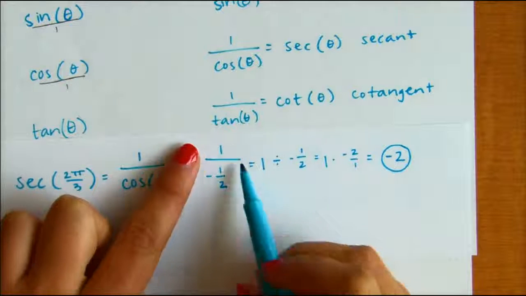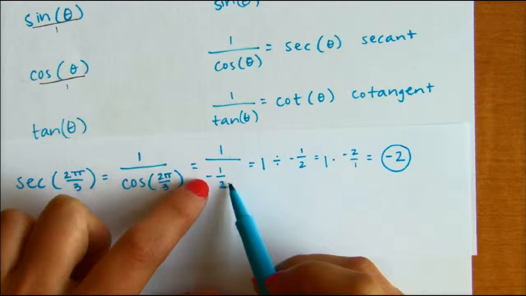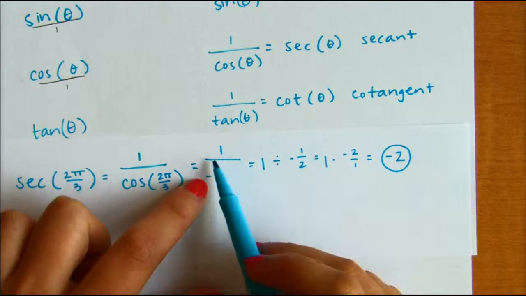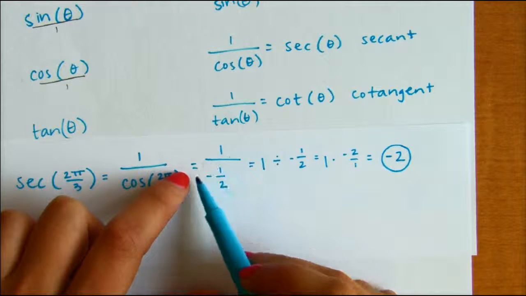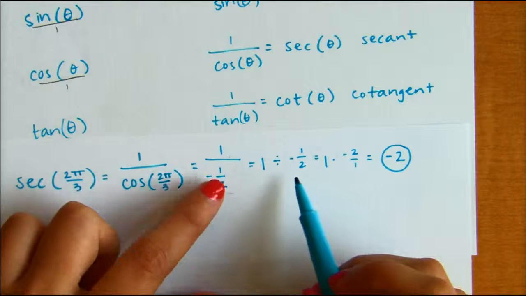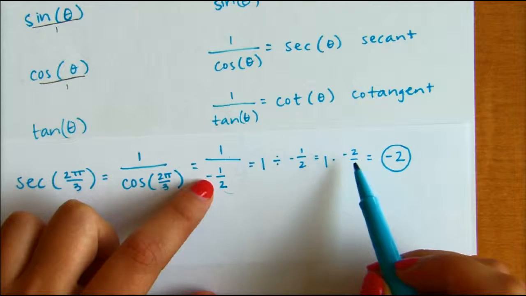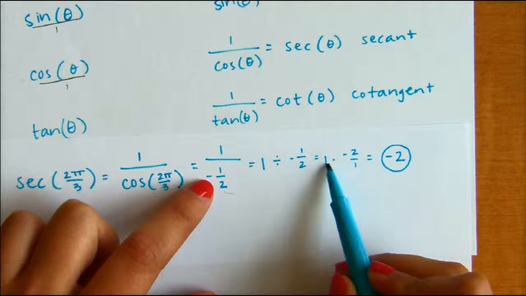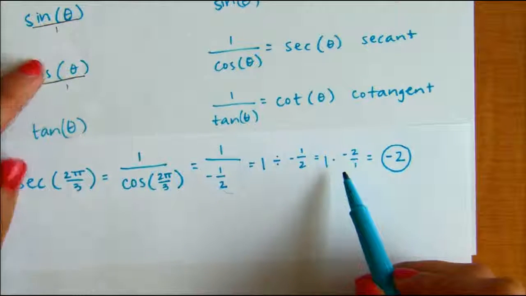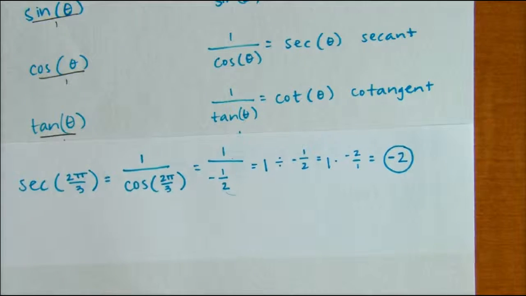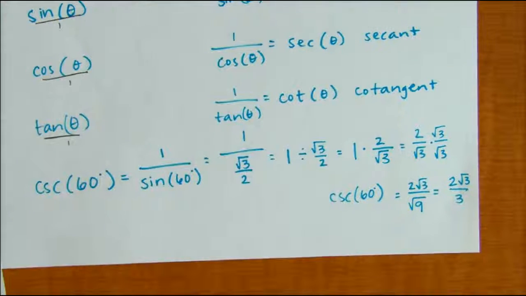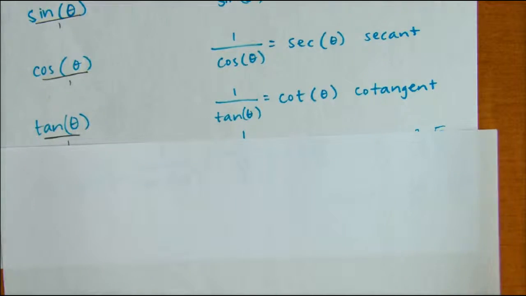You'll notice that when I have 1 divided by something, that something just ends up flipping, right? Negative 1/2 became a negative 2 over 1, but that actual value didn't change since I'm just multiplying it with 1. That's going to be true always. And before we move on to just one more practice with cotangent, I want to talk about that a little bit and how that applies to our tangent function.